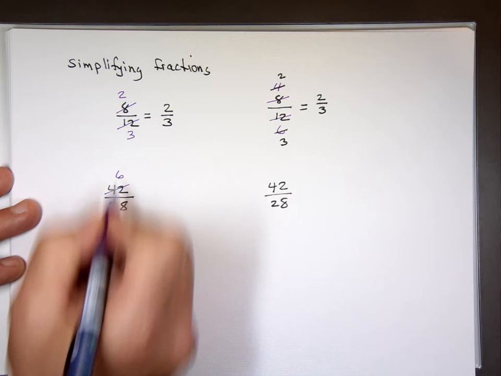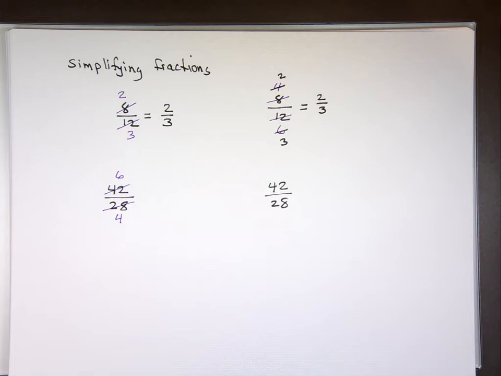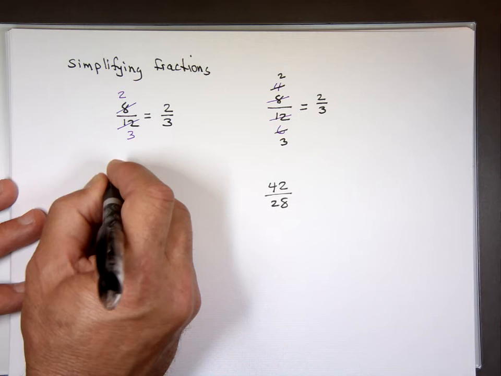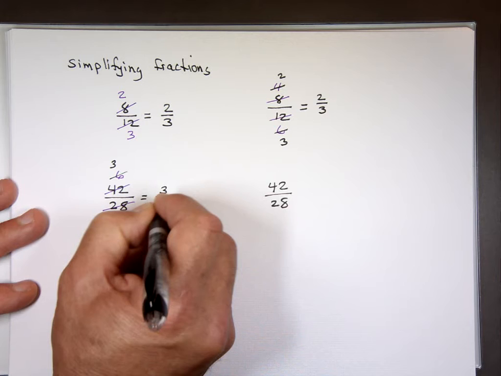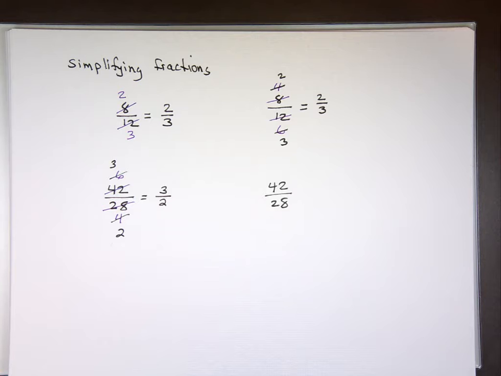4. Can you simplify again? By 2, this is what? 3. By 2, this is what? 2. That's 3 over 2. And there is nothing wrong with this fraction. You can leave it improper. The only time you want to change it to a mixed number is when they say change it to a mixed number. If they don't tell you that, leave it alone.